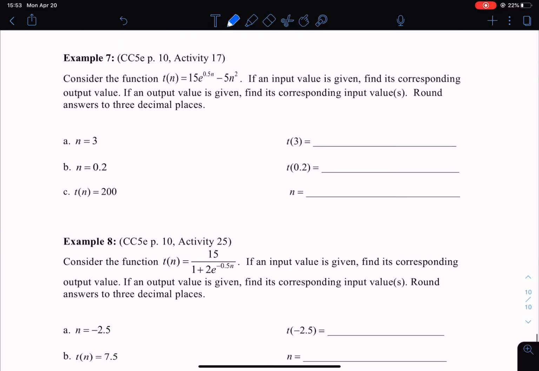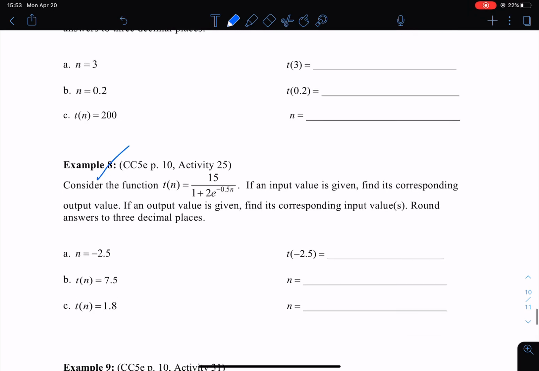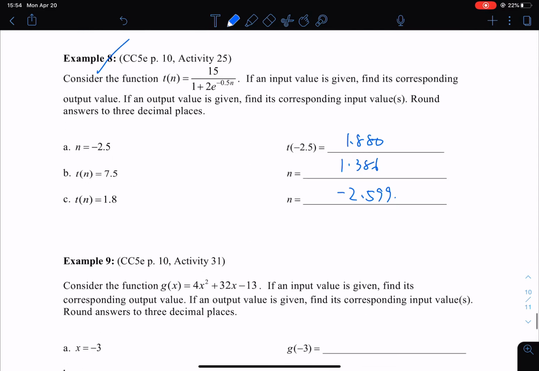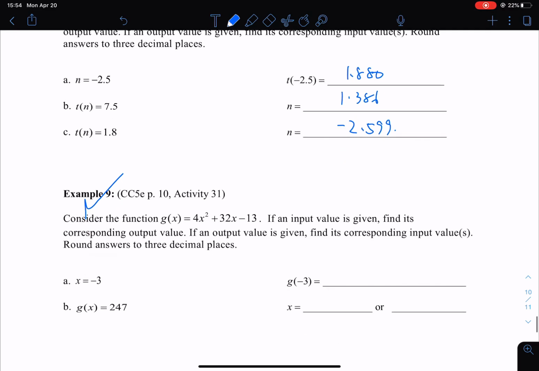And next, please pause the video and try example 8. So for example 8, this one is 1.880, and next one 1.386, and this one is negative 2.599. Oh, okay, I forgot example 9. Example 9 shows you, all right, now we have two solutions. How can we get the two solutions? So this is an exercise for two solutions.